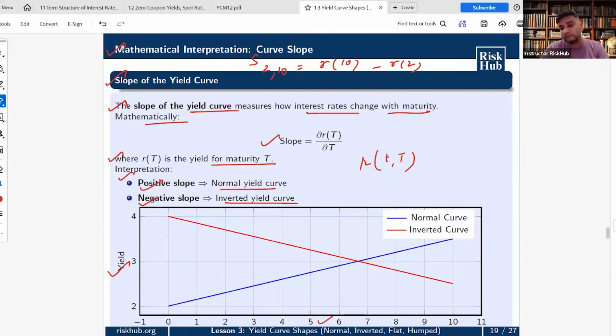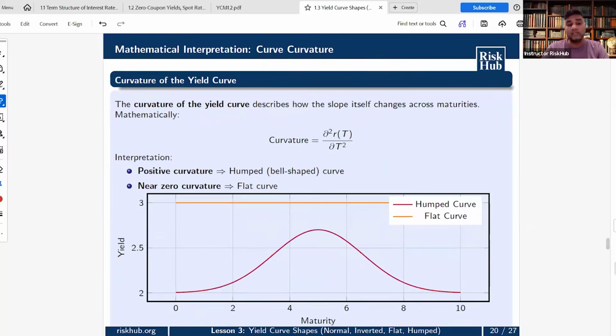We need to understand that. Then we go to slide number 20, which is the mathematical interpretation, curvature of the yield curve. The curvature of the yield curve describes how the slope itself changes across maturity. Mathematically, curvature equals the second partial derivative of r of capital T with respect to capital T. And curvature measures how fast the slope itself is changing as maturity increases.